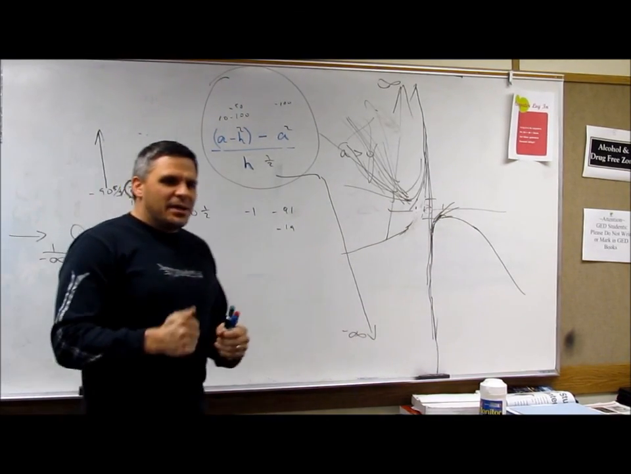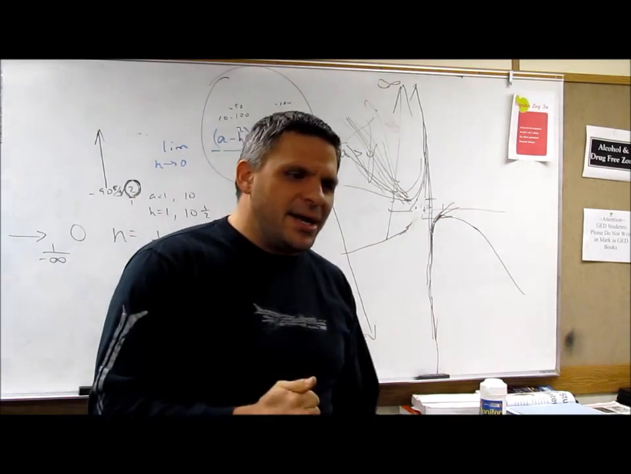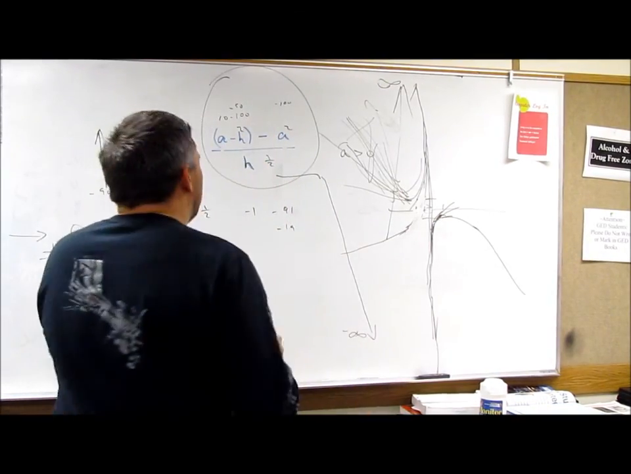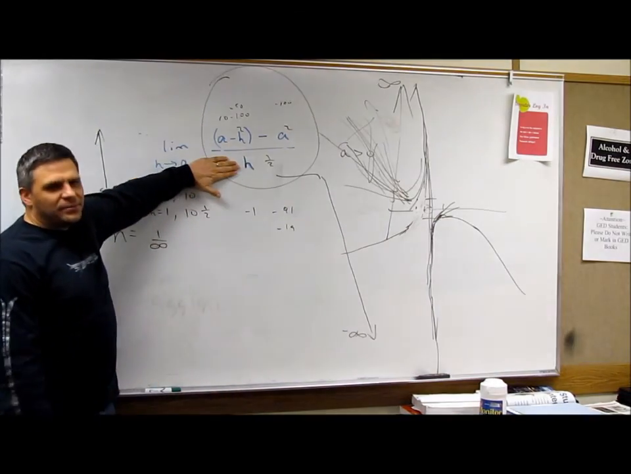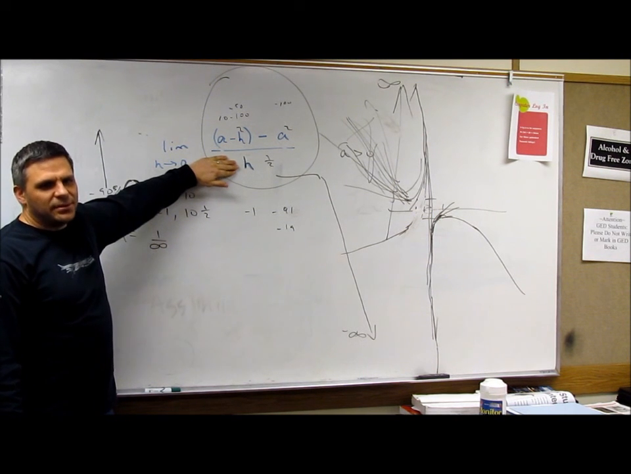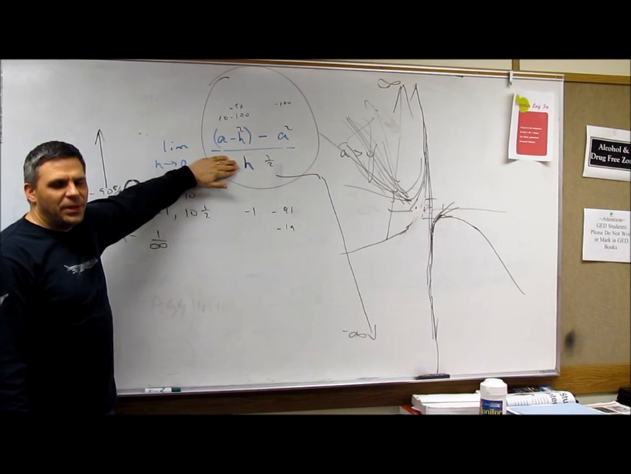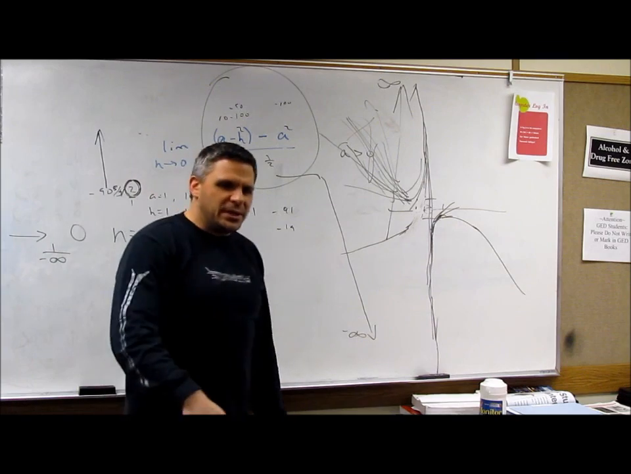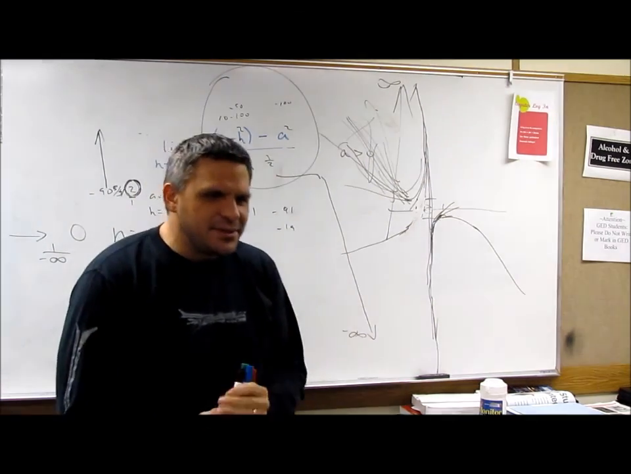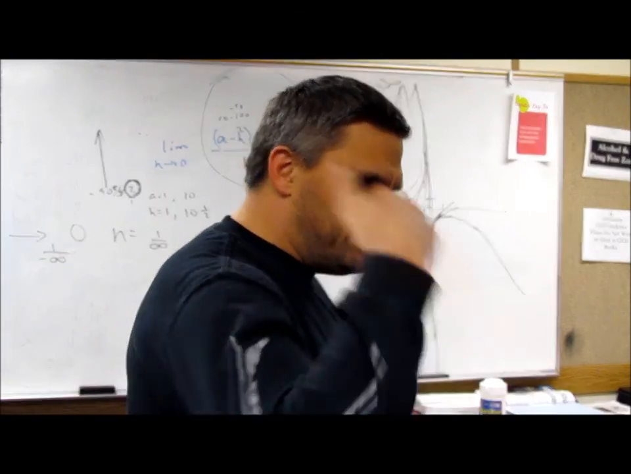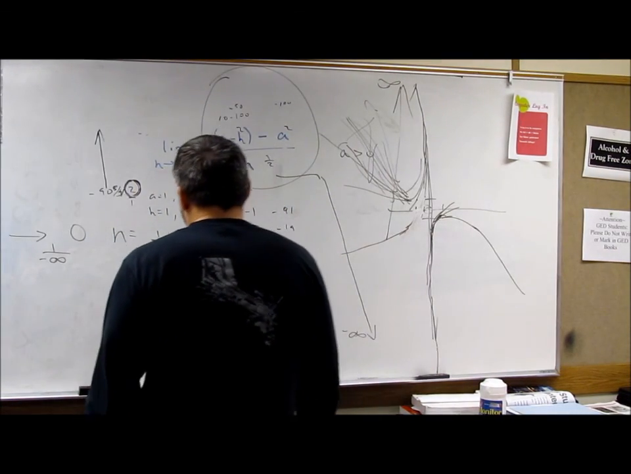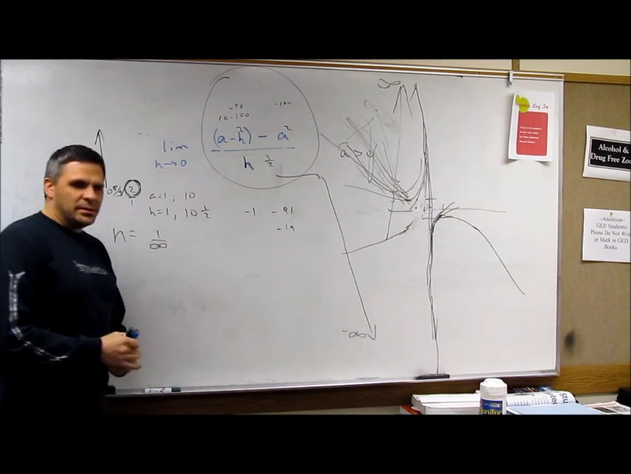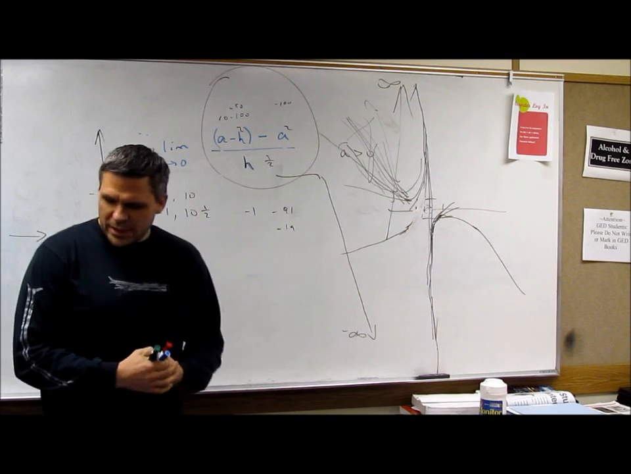And remember, the limit, a lot of the times, means that the bottom number is going to 0. The denominator is going to 0. Because as soon as it hits 0 in the denominator, it's null and void. It doesn't work. Okay?